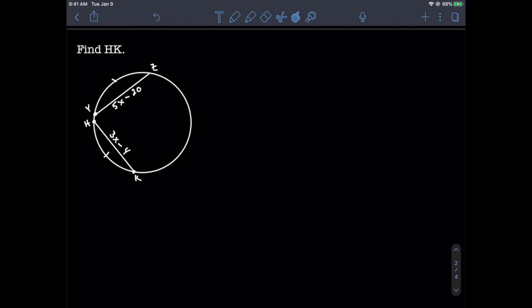Got it? Alright, let's take a look at one more example here trying to do the same exact thing. So our last example again is asking us to find the length of a chord, specifically HK this time, which is here expressed as 3x minus 4. We check our intercepting arcs, they are congruent, and so we proceed as normal. Take your two equations, set them equal to each other. 5x minus 20 equals 3x minus 4. Now we solve for x.